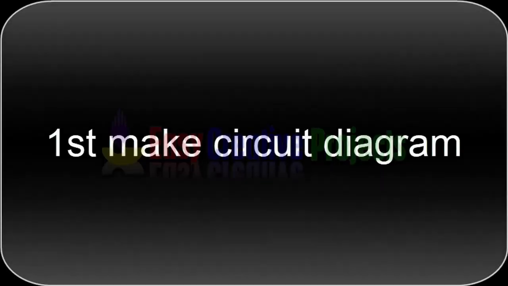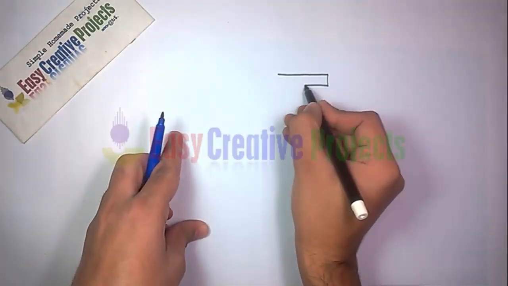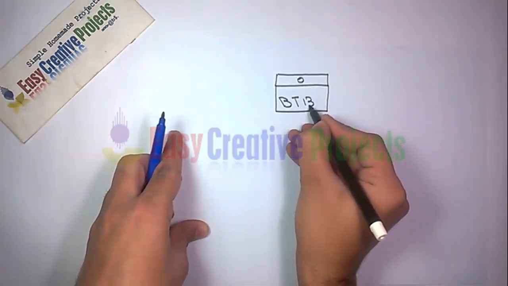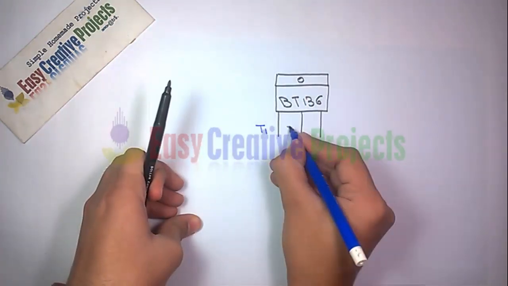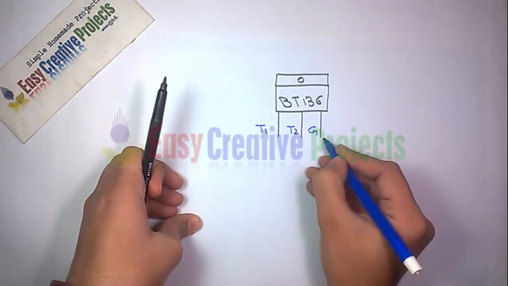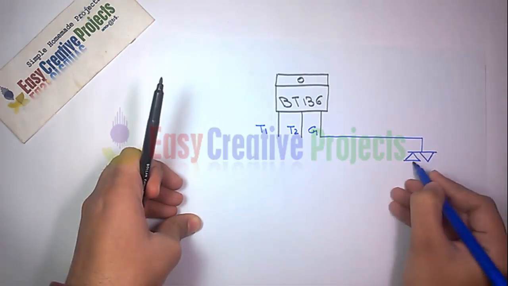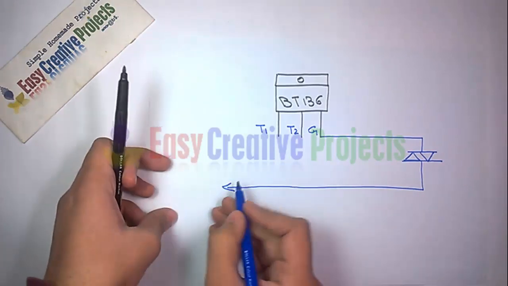First, make the circuit diagram. BT136 triac has 3 pins. First is terminal 1, second is terminal 2, and third is gate. Connect one side of DB3 with the gate pin, and the second side connect with the center pin of the 100K variable resistor.